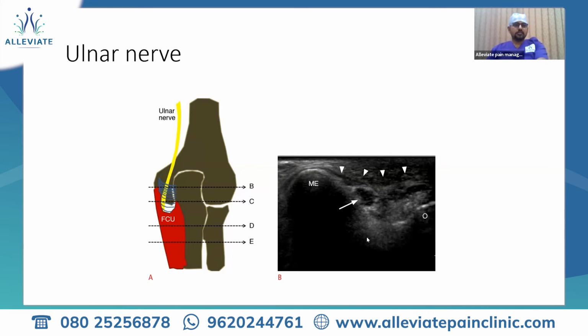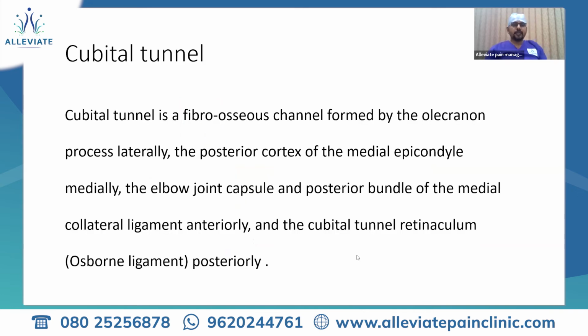So what are the causes of this cubital tunnel syndrome? Before that, what are the boundaries? They are formed by the olecranon process laterally, the posterior cortex of the medial epicondyle medially, the elbow joint capsule and posterior bundle of the medial collateral ligament anteriorly, and the cubital tunnel retinaculum, also called the Osborne ligament, posteriorly. So it's like a rectangular kind of space.